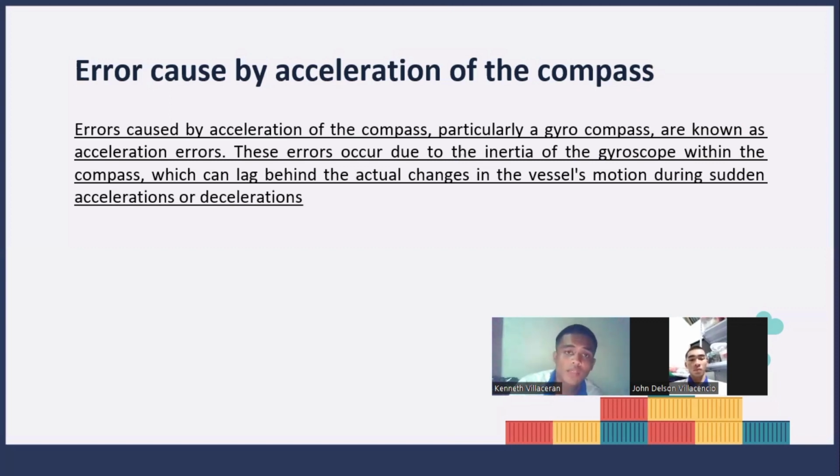Acceleration error, also known as inertia error, is a compass error that occurs when a compass is subjected to external acceleration forces, causing temporary deviation in its readings. It is primarily observed in magnetic compasses, which rely on a magnetic needle to align with the Earth's magnetic field.